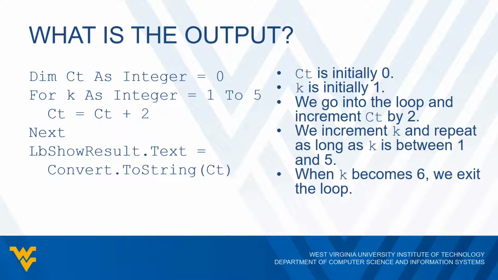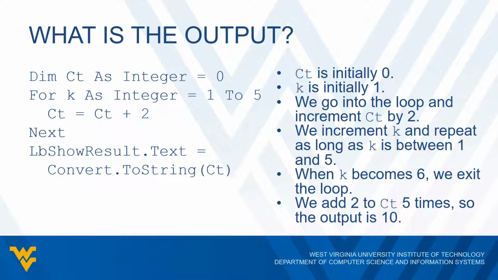Well, we start when it's 1, 2, 3, 4, and 5. I counted 5 times if my math is correct, which I think it's right. So we find that we're going to add 2 to CT 5 times. This means the output is 10.